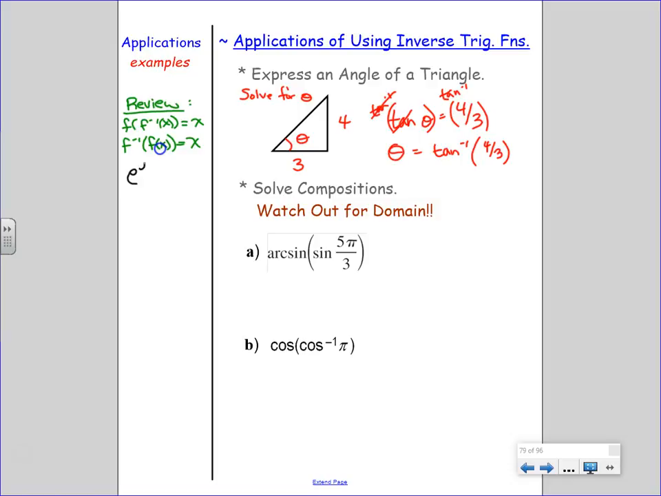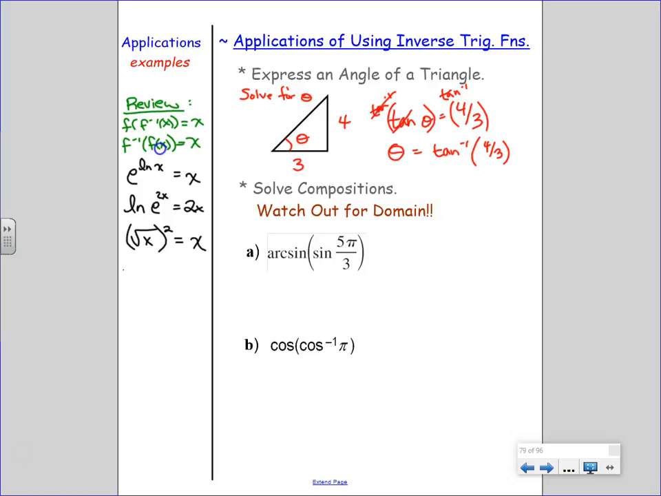If we had something like e to the ln of x, what would that equal? X, because e and ln cancel out. What if I had ln of e to the 2x? What would that equal? 2x. The ln and e cancel out. What if I had square root of x squared? What does that equal? X. Because they undo each other. Ln and e are inverses. Square root and squared are inverses.